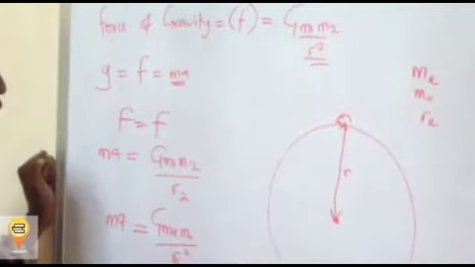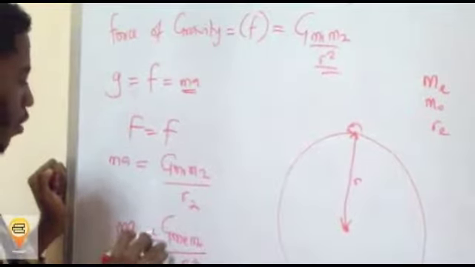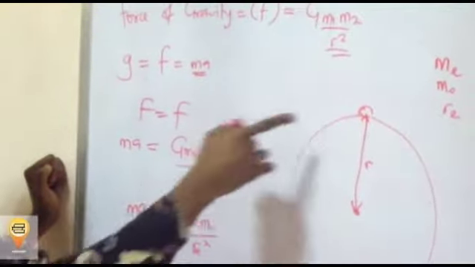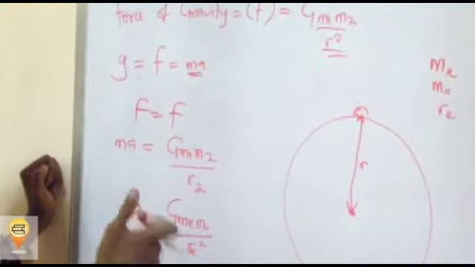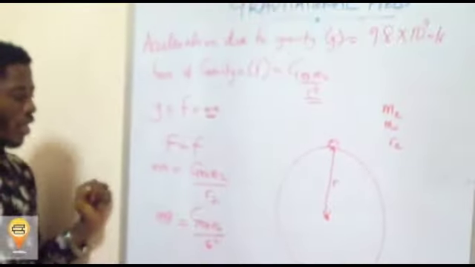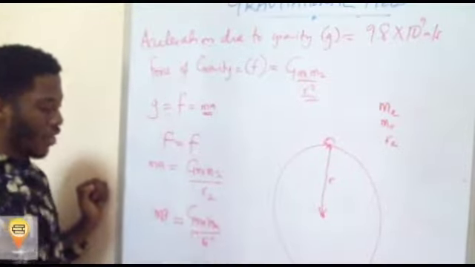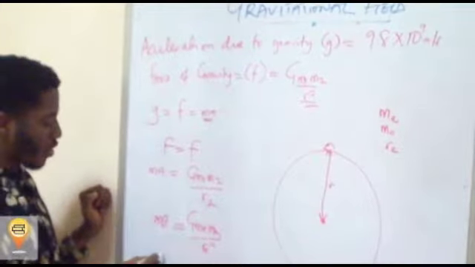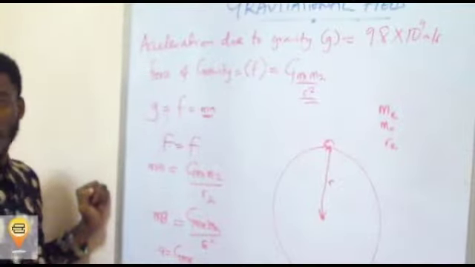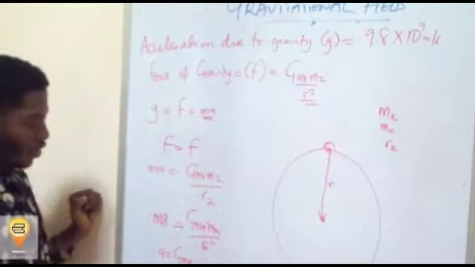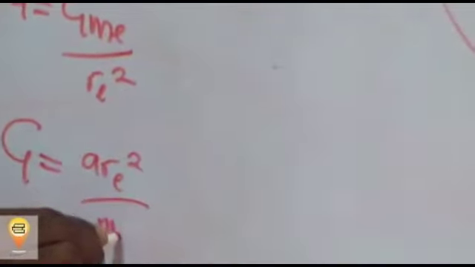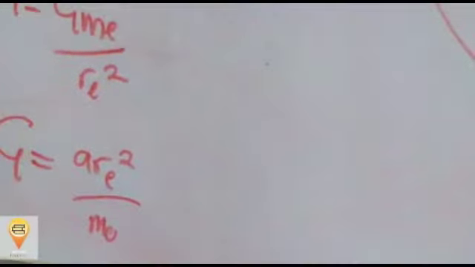Now, we can go further by saying, this mass here is the mass of the object, because the force acting on it is acting on its mass and its acceleration as it travels. So this is also Mo. Now, this Mo gets cancelled by the Mo here, and what you are left with is this: A is equal to G Me over Re squared. And now, let's make G the subject of the formula. G becomes A Re squared all over Me, which is the relationship between them.